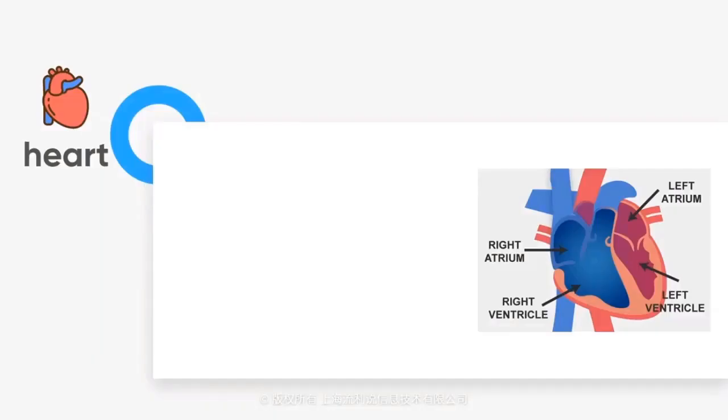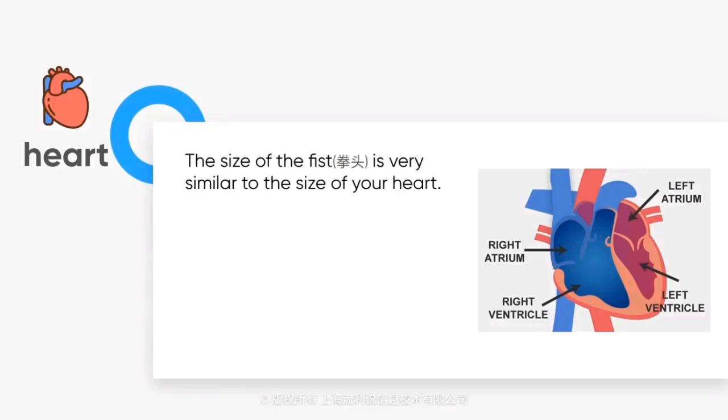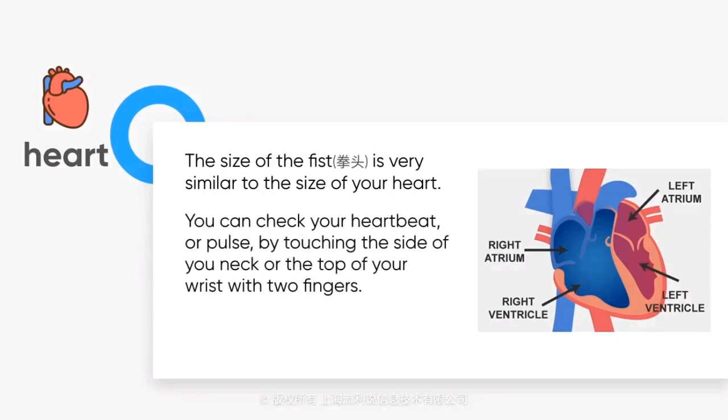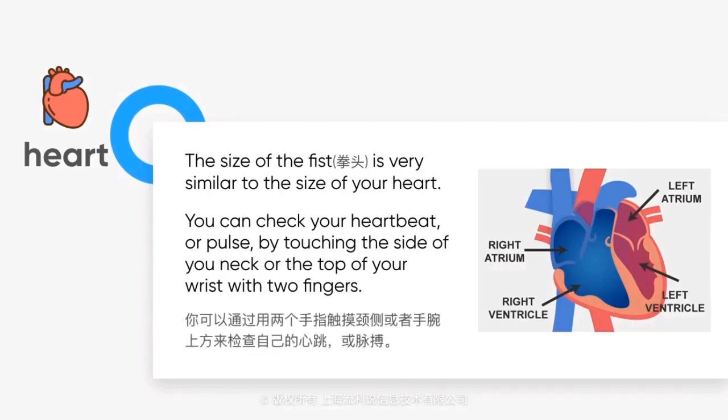Another organ of vital importance is your heart. To get an idea of the size of your heart, make a fist. The size of the fist is very similar to the size of your heart. You can check your heartbeat or pulse by touching the side of your neck or the top of your wrist with 2 fingers. You might have to try touching a few different spots, but you should be able to start feeling the regular beating of your heart.